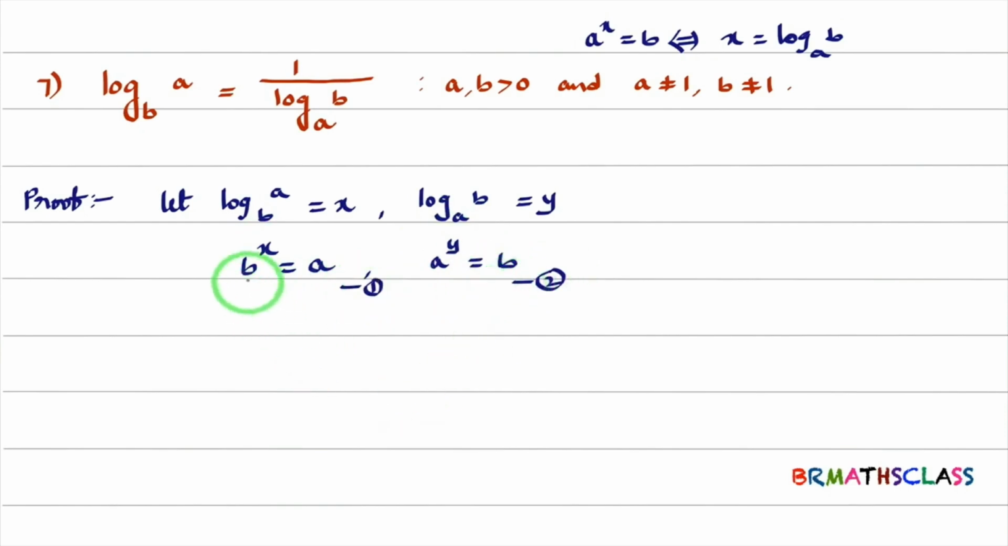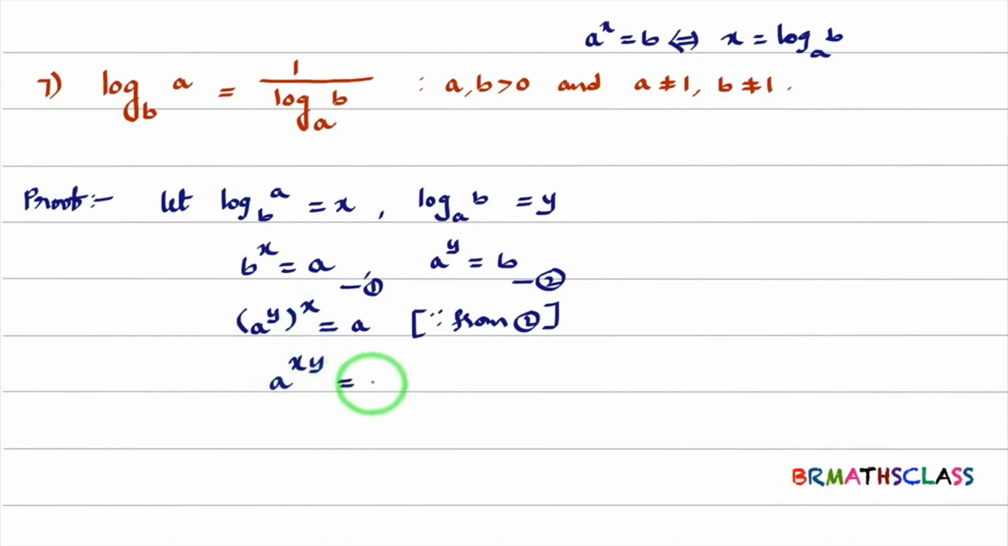Now you observe here b is there. From equation 2, in place of b, I can write a power y. So a power y whole power x equal to a. In equation 1, in place of b, I wrote a power y, which we got from the second equation. A power m whole power n is a power mn, so a power y whole power x can be written as a power xy equal to a.